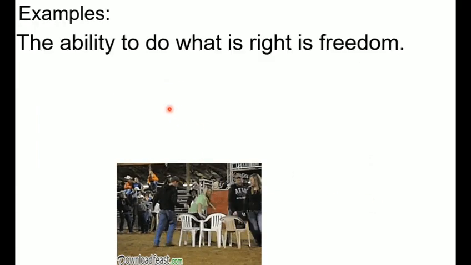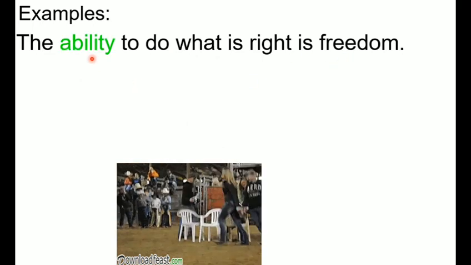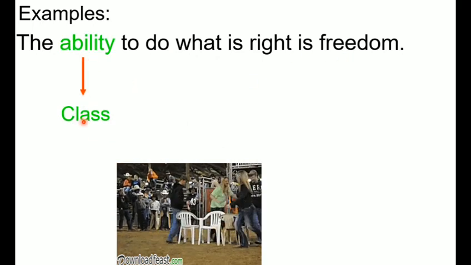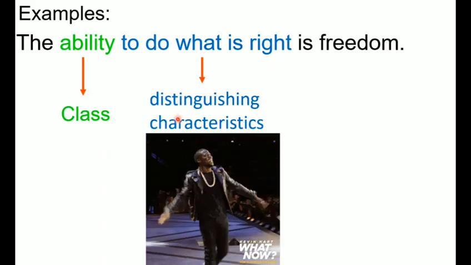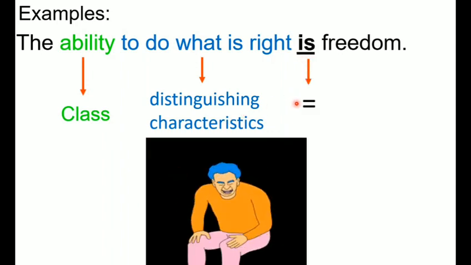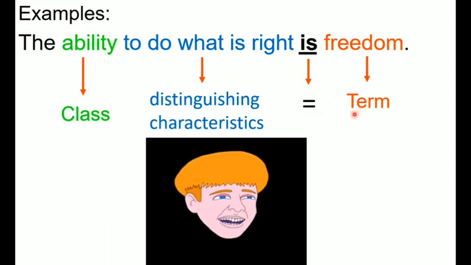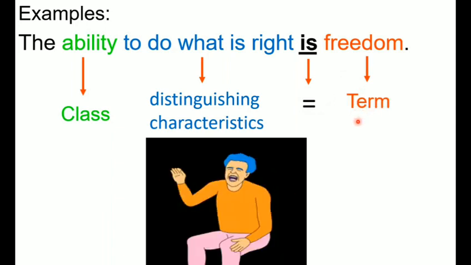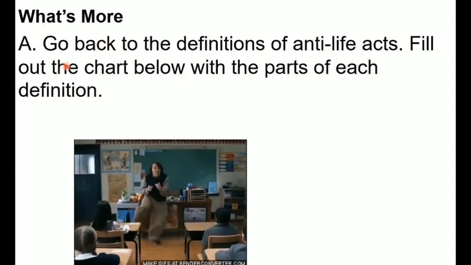Now, example. The ability to do what is right is freedom. Okay. Ability is our class. To do what is right is our distinguishing characteristic. And is here is the equivalent for the equal sign. And freedom is our term. This is for pattern 2. Okay. Now, under what's more.